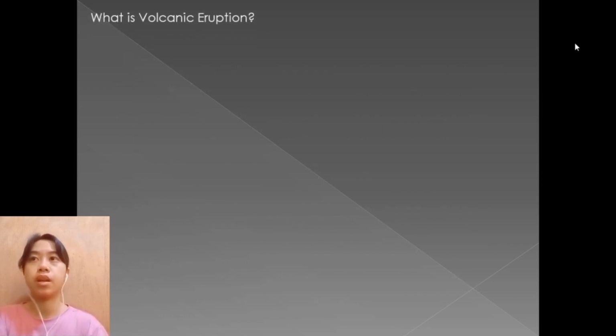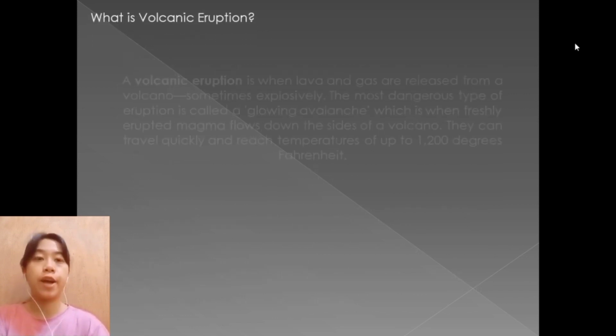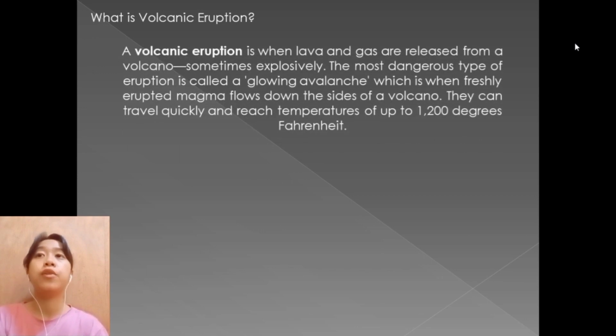Next, what is a volcanic eruption? A volcanic eruption is when lava and gas are released from a volcano, sometimes explosively. The most dangerous type of eruption is called a glowing avalanche, which is when freshly erupted magma flows down the sides of a volcano. They can travel quickly and reach temperatures up to 1,200 degrees Fahrenheit.